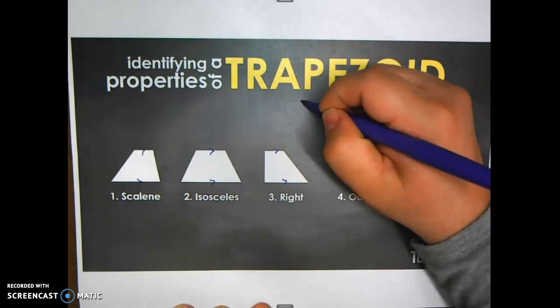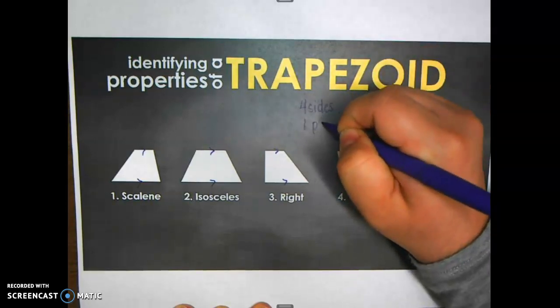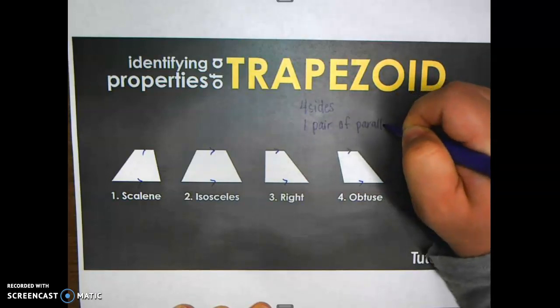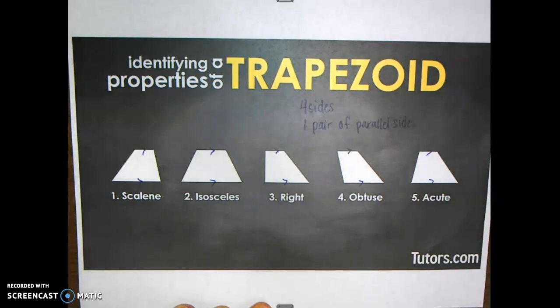It needs to be 4 sides and one pair of parallel sides. That's how we identify a trapezoid.